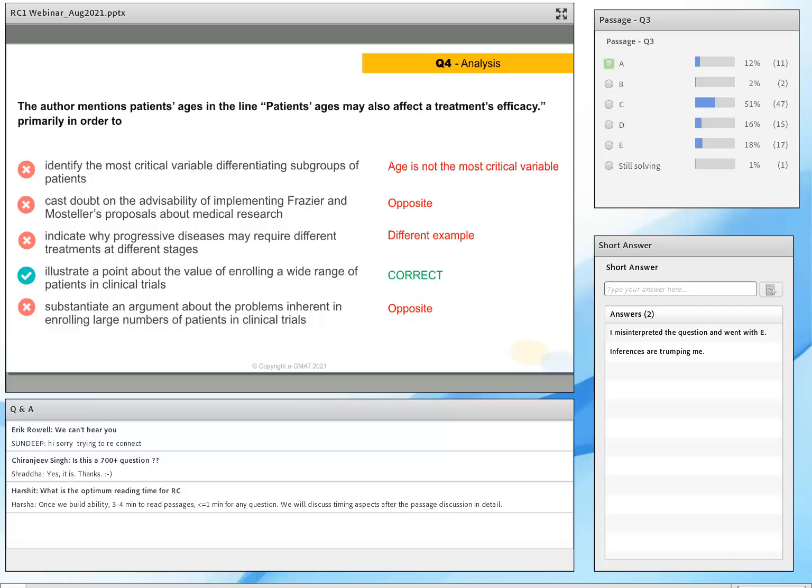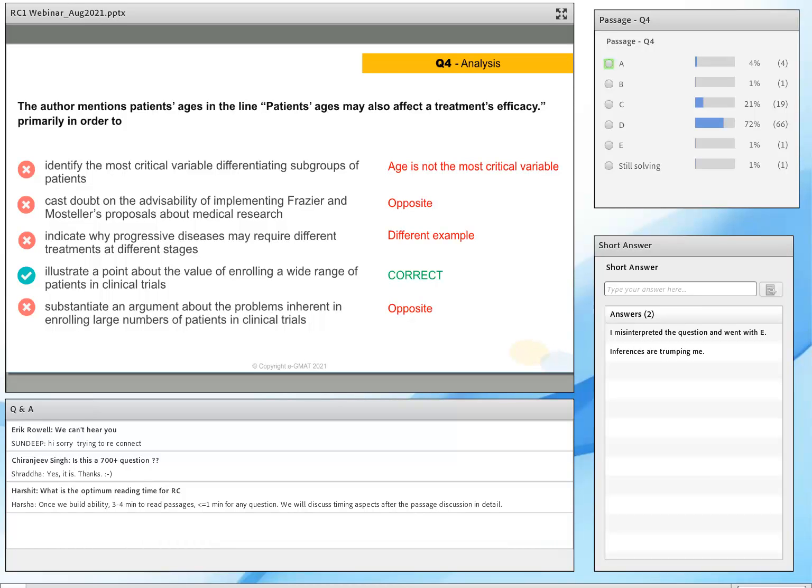While you are looking at the answer choices, let me bring you the poll here, and look at that clean sweep. The best so far, 72%. The rest of the answer choices, A, B, C and E, do not even come close. It's a clean sweep with D: illustrate a point about the value of enrolling a wide range of patients in clinical trials. So you did understand this part of the passage very, very well, which is very good.